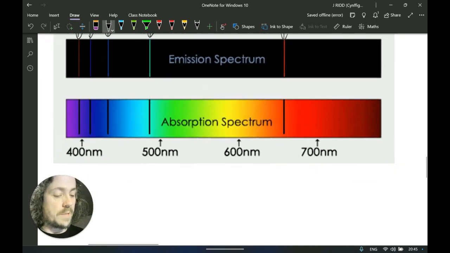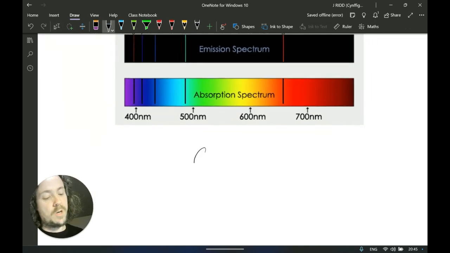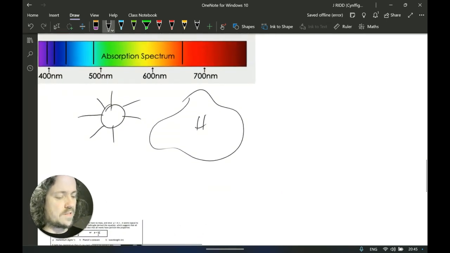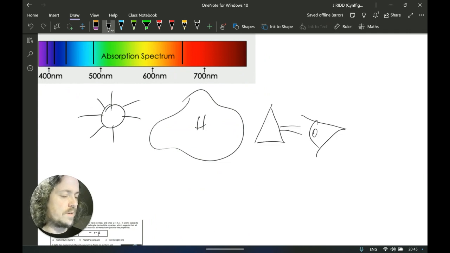However, we do also sometimes observe absorption spectra. So if we're looking at a distant star, for example, let's say we had a cloud of hydrogen in between us and that star, and let's imagine we observed that, again, through maybe a prism which split up the light for us, then what we'd observe is the light from the star being a continuous spectrum, i.e. all of the colours of the rainbow. So you'd observe a continuous spectrum.